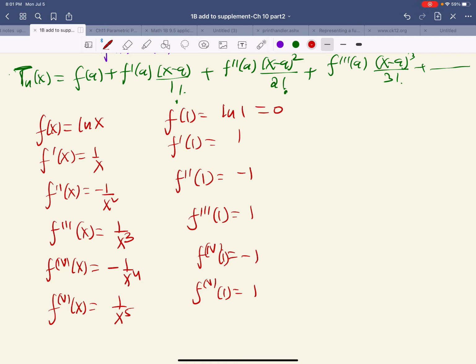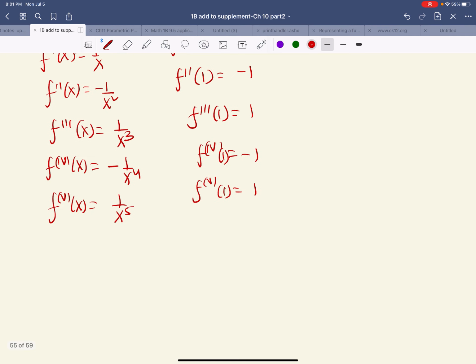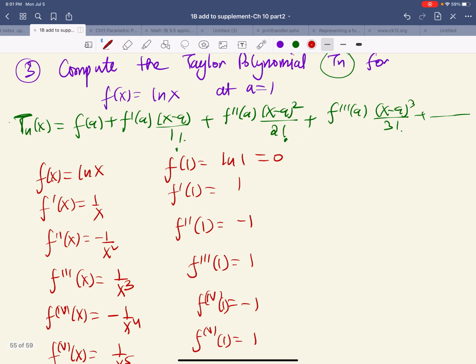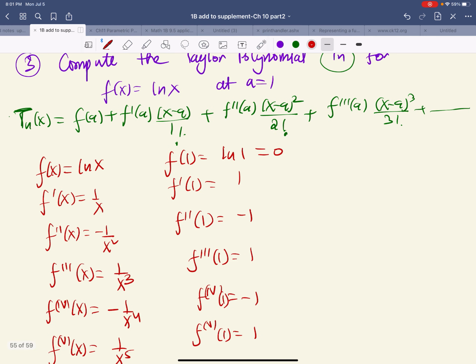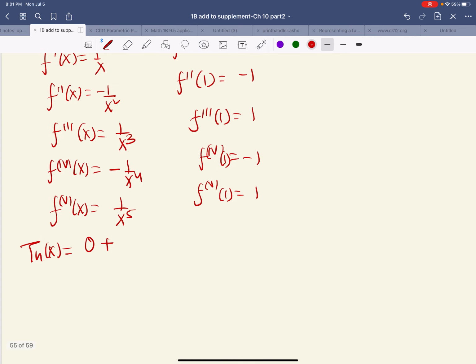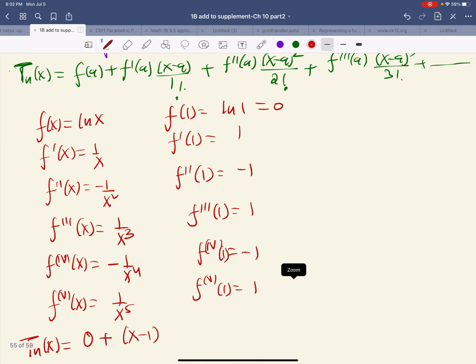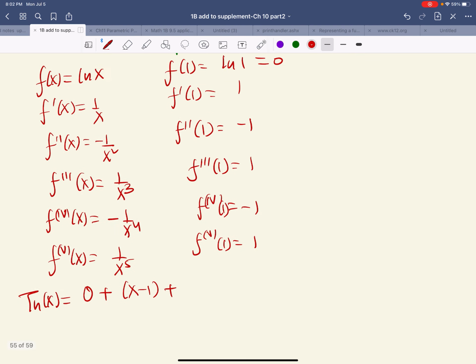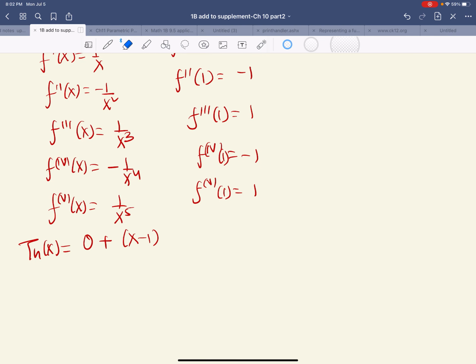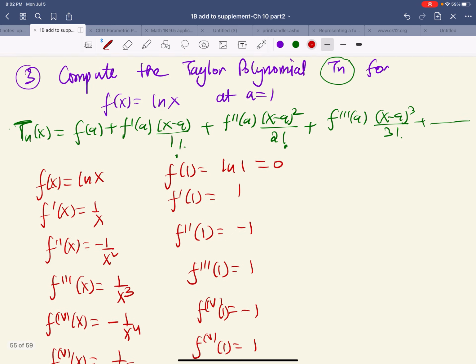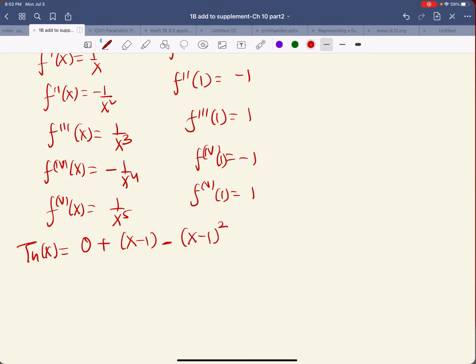So we see the pattern. We're going from 0 to 1 to negative 1 and so on. So let's go ahead and write the Taylor polynomial. Tn of x would be equal to f of a, which is 0, plus f prime of a, which is 1, times x minus a. So that would be 1 times x minus 1. And over 1 factorial, that doesn't really make any difference. And the next term would be f double prime of a, which is negative 1. So this is going to be a negative term. Negative 1, x minus 1 to the second power, divided by n factorial, which is going to be 2 factorial.